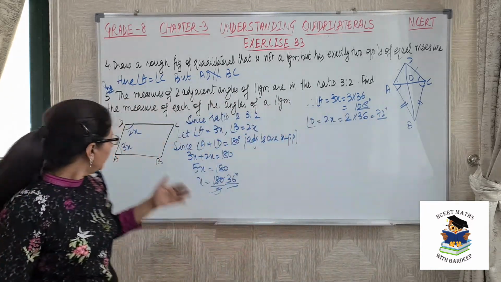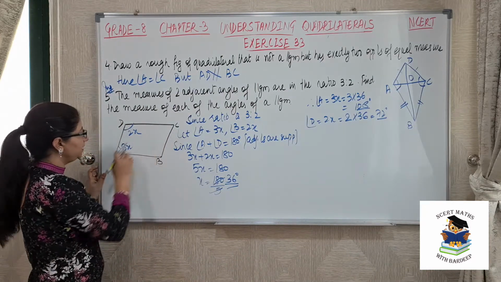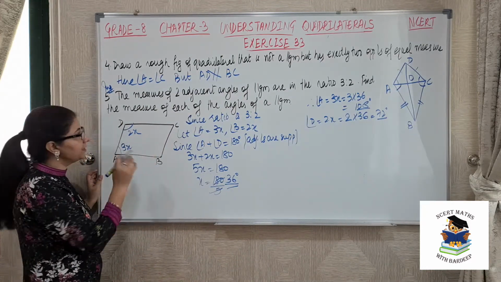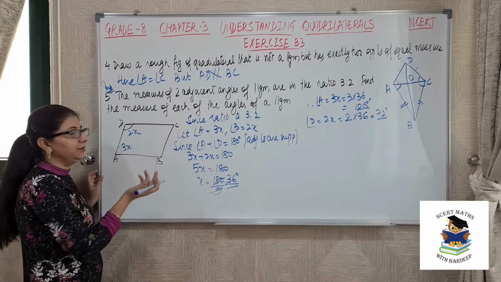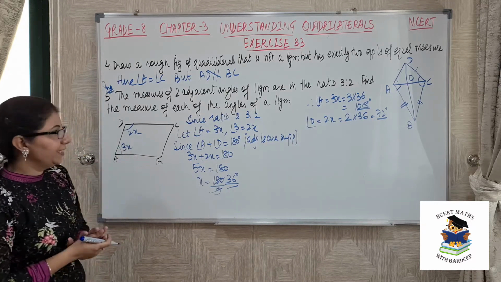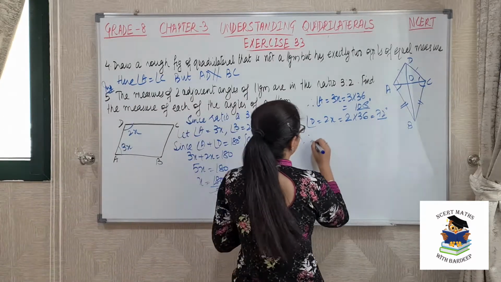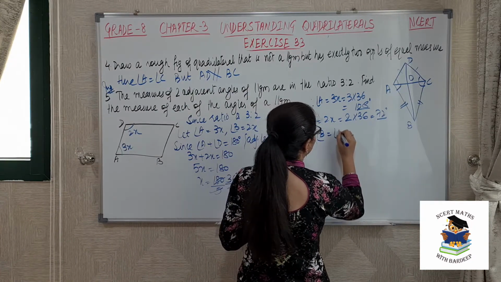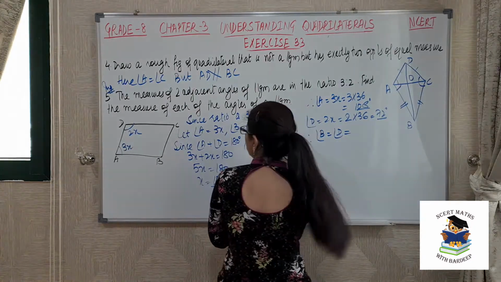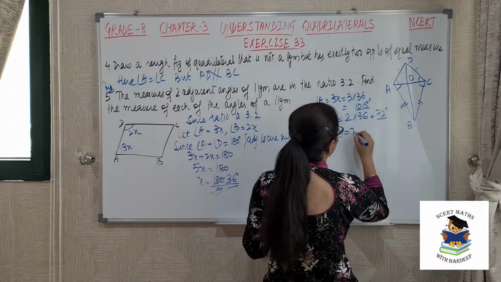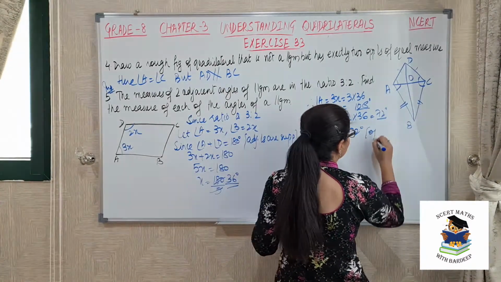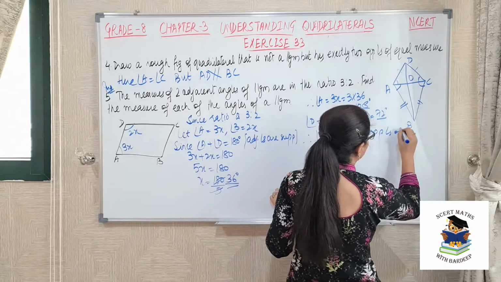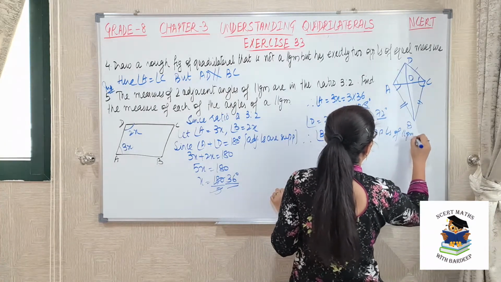Once we have A and D, we know that C is equal to A because opposite angles are equal. B is equal to D, again for the same reason, opposite angles are equal. So we can say that angle B is equal to angle D. This is 72 degrees. The reason is opposite angles of a parallelogram.